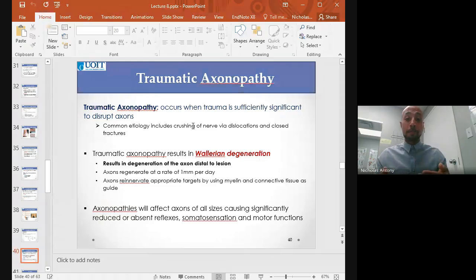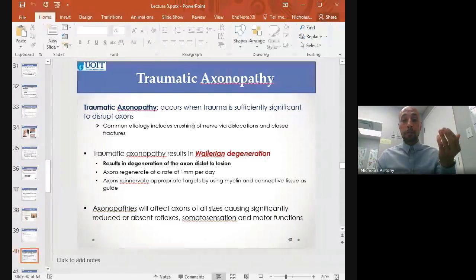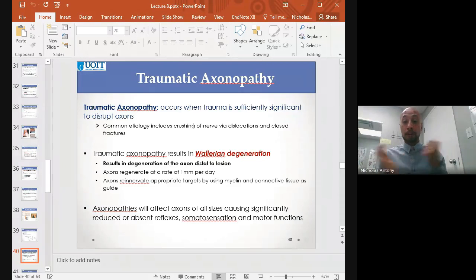So if that happens, it's enough trauma. It's not repeated minor trauma to cause a myelin issue. It's enough trauma to break the axons. Now, because of all that connective tissue, the nerve isn't severed and it's not broken in half. It's just crushed. Once the axons are crushed, let's say they take the pressure off, the way to heal the nerve is through Wallerian degeneration.